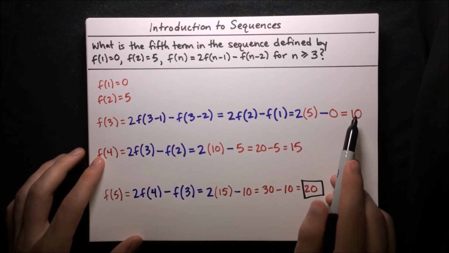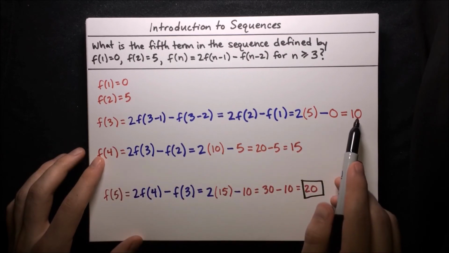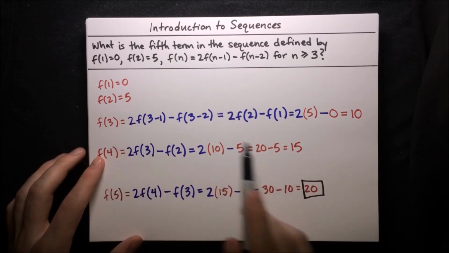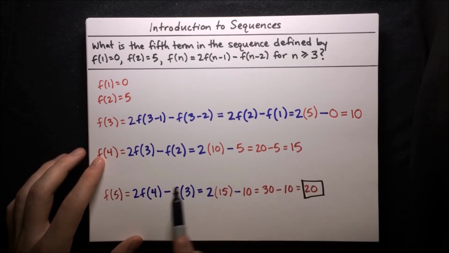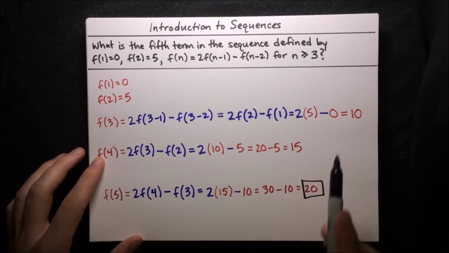Apply that again to get to the next term. So take 2 times the previous term, 2 times 10 is 20, then minus 5 is 15. Apply the rule once more to get f of 5, that's 2 times the previous term, 2 times 15 is 30, and then minus 10 makes 20. So yeah, makes sense.